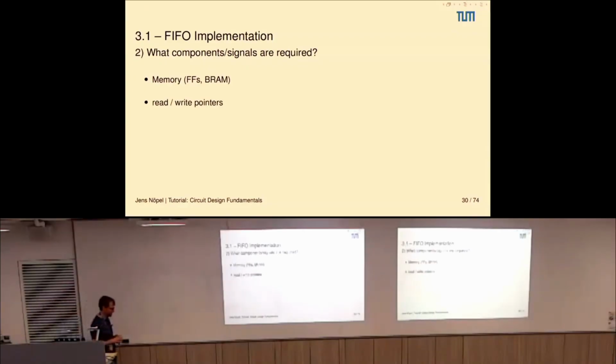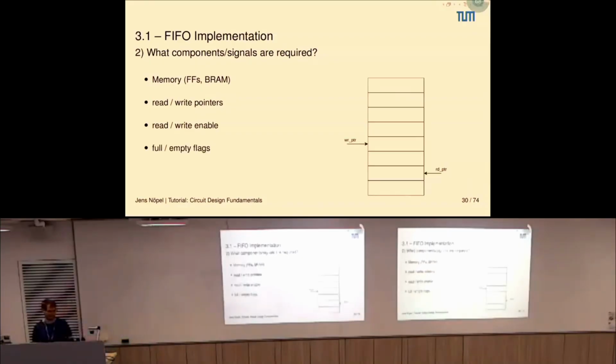Then we need to know: we have a writing module and we have a reading module. So you need a read and a write pointer, so you know to which memory address you need to write, and from which address you need to read. And then I need to know when I want to read or write, so I also need enable signals for those. And the other important thing is that we have full and empty flags, to know whether our FIFO is full or empty.